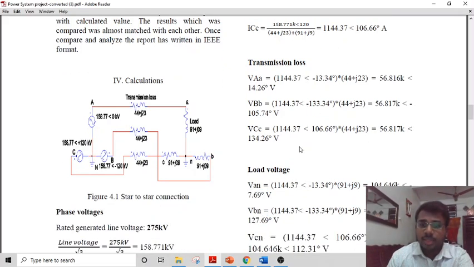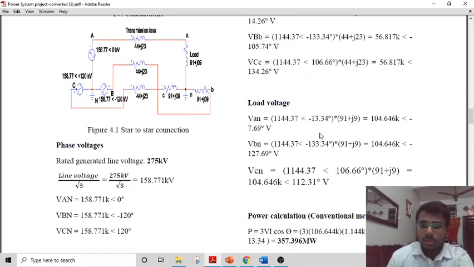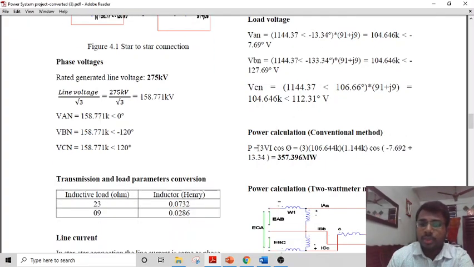And then transmission loss. This one is the voltage, specifically the voltage around here, which we calculate using the impedance multiplied by the current that flows through here. The current flows through here, all the same. Here, this is the load voltage, same as the transmission loss. Here we calculate the voltage around the load by multiplying the impedance by the current that passes through around here. Okay, that's all.